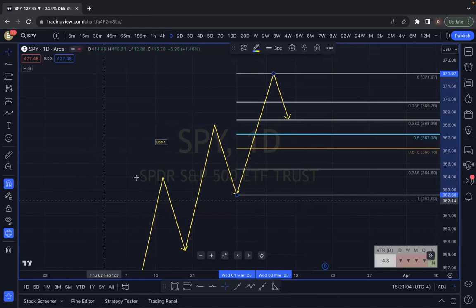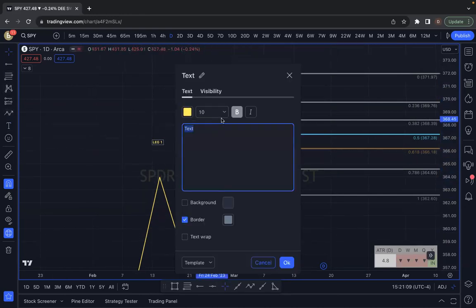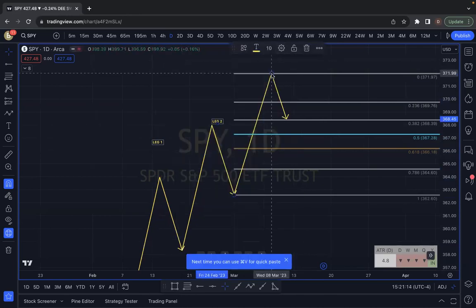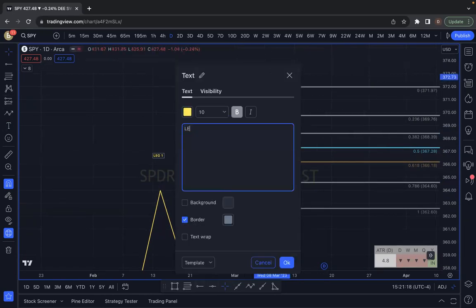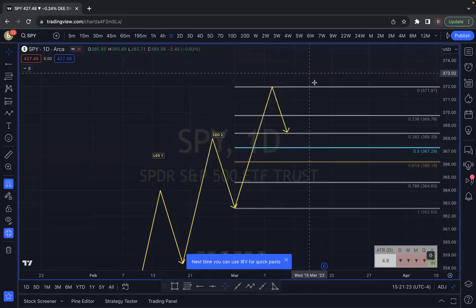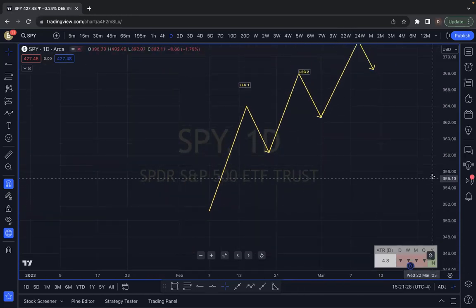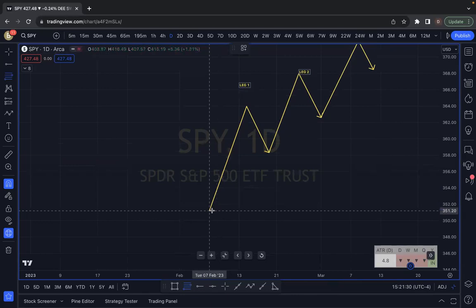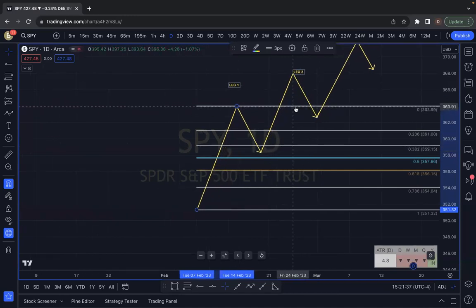Okay, so this was leg one. This was leg two. And then this was leg three. And all we did for each leg is we wanted to see where price could retrace to. That's why it's called the Fibonacci retracement tool. So we went from a swing low to find this retracement. We got an area of interest. We will look for a reversal candle back up to the upside.